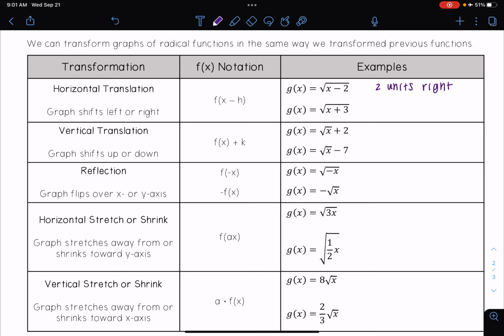When I have the square root of x plus 3, you can kind of think of that as being the square root of x minus negative 3. And so here my h is negative 3, so that means it's going 3 units left.